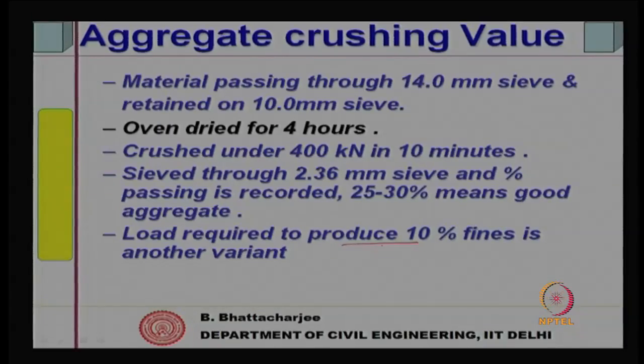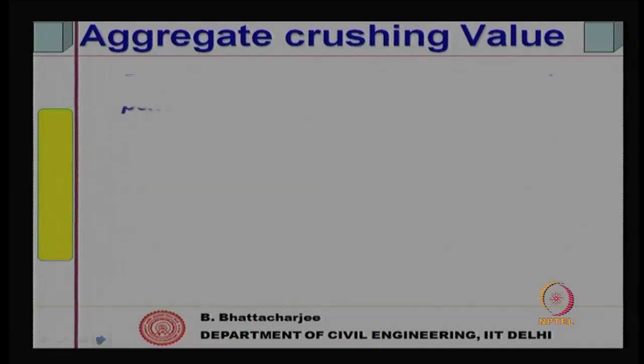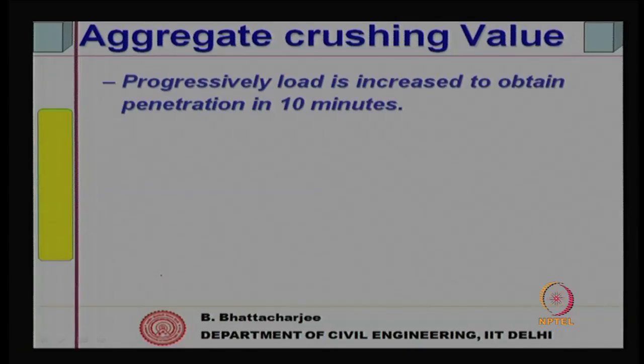Then there is another way of testing the same thing, that is the load required to produce 10% fine. It is another variant of this test. In this one we find out the percentage passing, but in another variant of this test, we try to find out the load required to produce 10% fines, right? What is done is the load is progressively increased to obtain a penetration in 10 minutes, right?